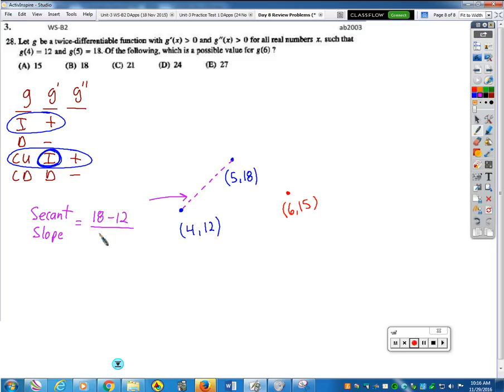Over 5 minus 4. 5 minus 4. So that's a secant slope of 6. Two points every time I call on someone. So that was Landon. The secant slope, is that like, it's not instantaneous, it's the slope between two points? Tangent slope is the instantaneous slope at a point. Secant slope, slope between points.